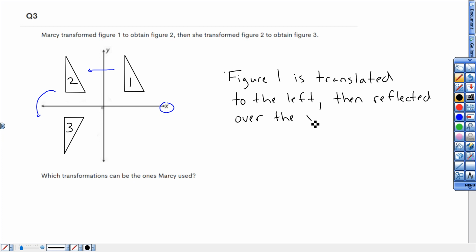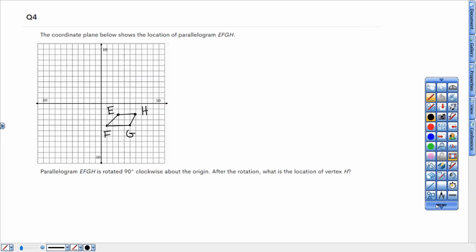So you have to make sure you say all that. Translated and which direction. Reflection and which line it's reflecting over. Don't want to say slide, don't want to say flip. Translated to the left, then reflected over the x-axis. Second word is snow. Snow.